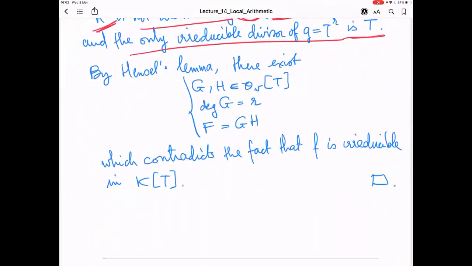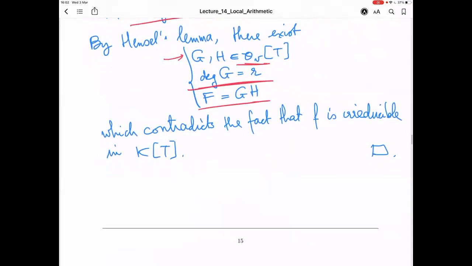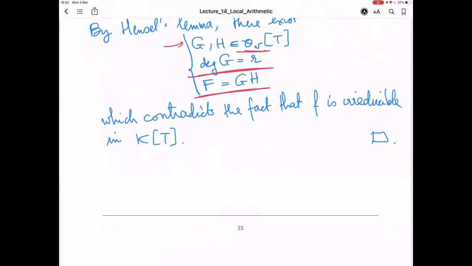So what does Hensel's lemma tell you? It gives you two polynomials g and h with coefficients in OV. The degree of g is r, and f is g times h. But this contradicts the fact that F is irreducible in KT.